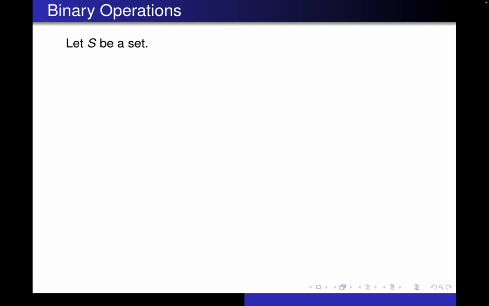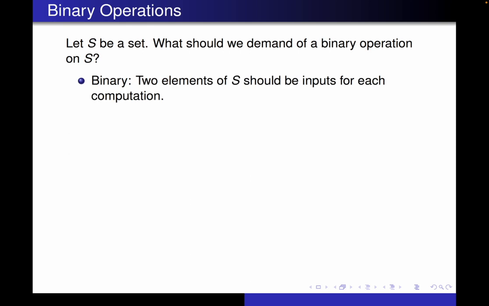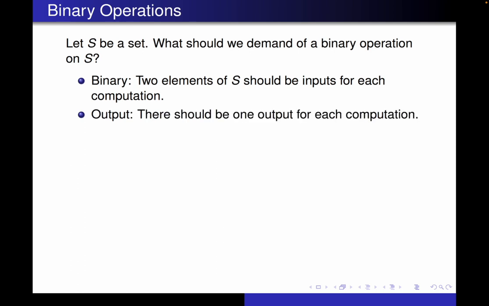So with this in mind, let S be literally any set. It doesn't have to even be numbers. What should we demand if someone told us, here's a binary operation on that set S that satisfies the same kind of general structure we were talking about in the previous slide? Well, first of all, the binary part is important, and binary means 2. That means 2 elements of S should be inputs for each computation. If I'm doing an operation, I should need exactly 2 inputs to give me an output, and our output should literally be just 1 output. So you get 2 inputs for your binary operation and 1 output.